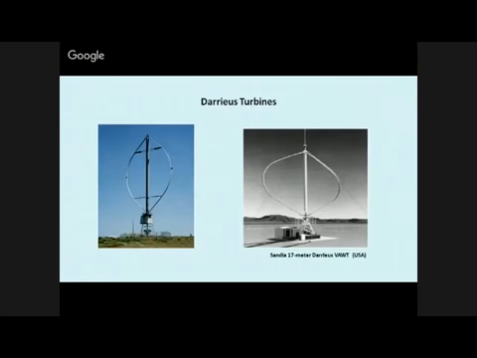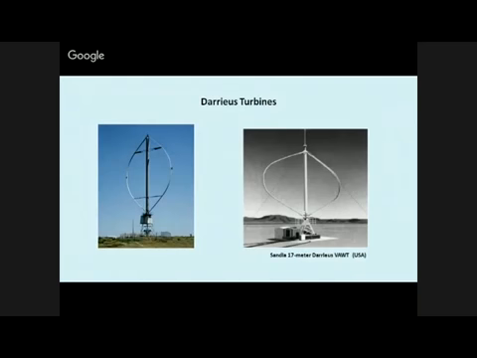Till now I have discussed horizontal axis wind turbines. As far as vertical axis wind turbines are concerned, the most popular design is the Darrieus turbine, which is based upon lift forces. Around the vertical axis, the wings are provided in an aerofoil shape, and based upon that shape, the rotation takes place.